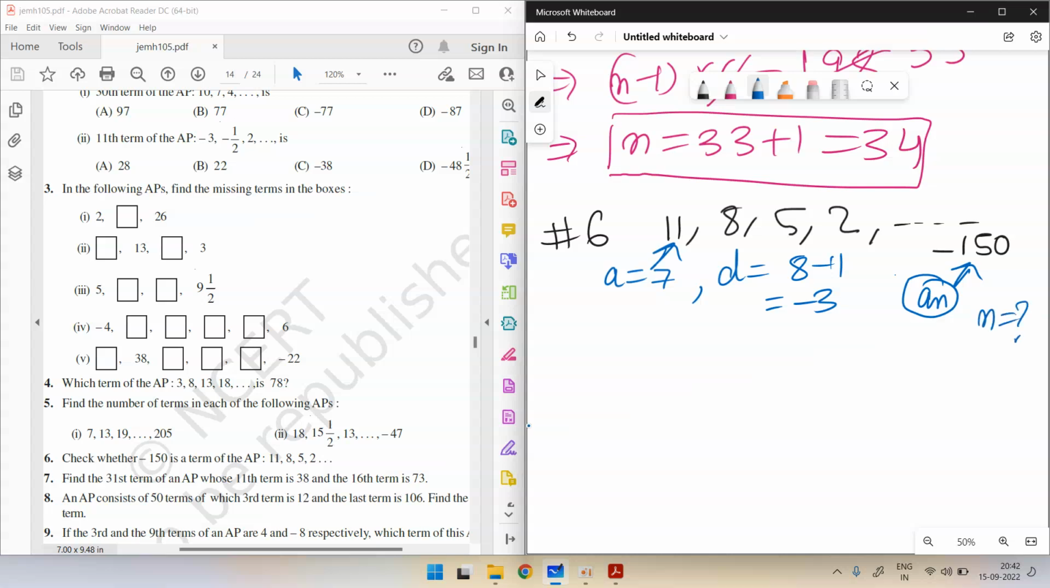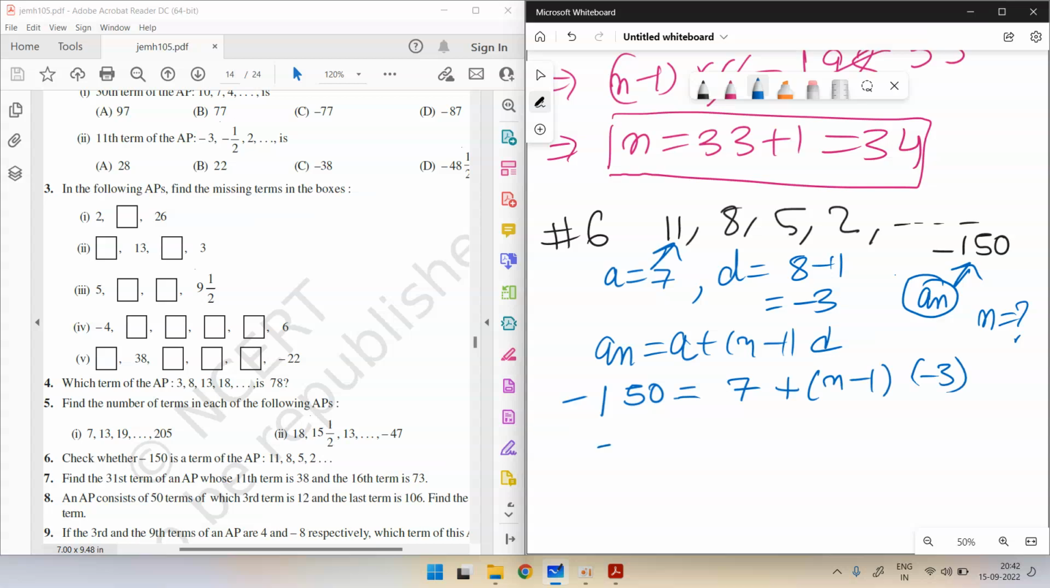So a_n is a plus (n minus 1) into d. Now I will substitute the values: minus 150 equals, in place of a I will write 11, plus (n minus 1), and d is minus 3. Now if I take 11 across, this is (n minus 1) into minus 3 equal to minus 161. If you divide this, it gives 53.67, which implies n equals 53.67 plus 1.